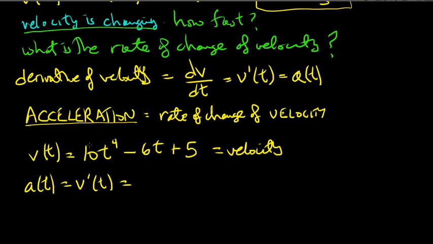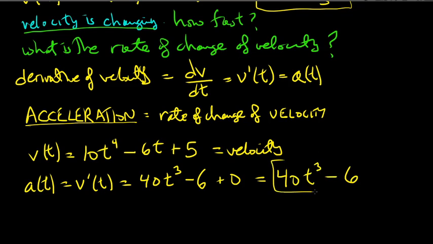But this is the velocity. To take the derivative, we use the power rule, sum rule, and so on, right? So 4 times 10 is 40. Decrease the exponent by 1. 4 minus 1 is 3. And then minus 6 times the derivative of t is 1. And the derivative of 5 is 0. So we really just get 40 times t cubed minus 6. Right. So this is not the velocity, right? This is the acceleration. It tells us how fast the velocity is getting faster.